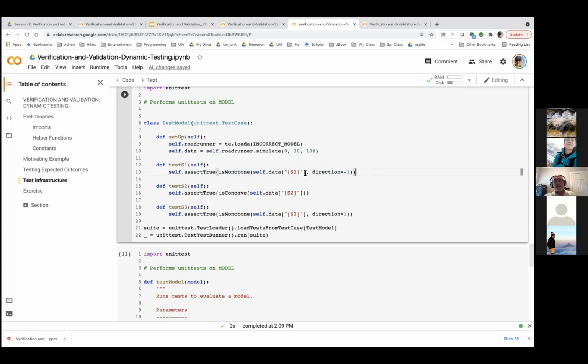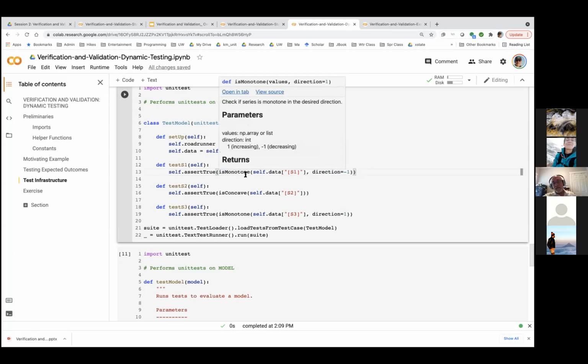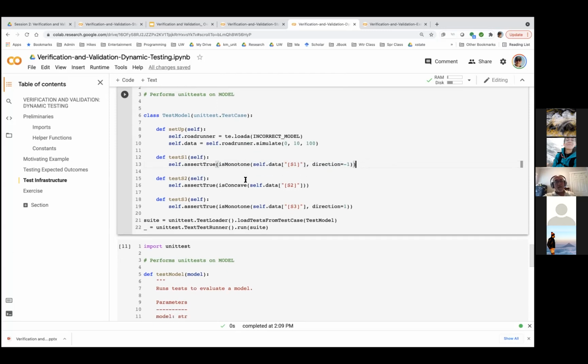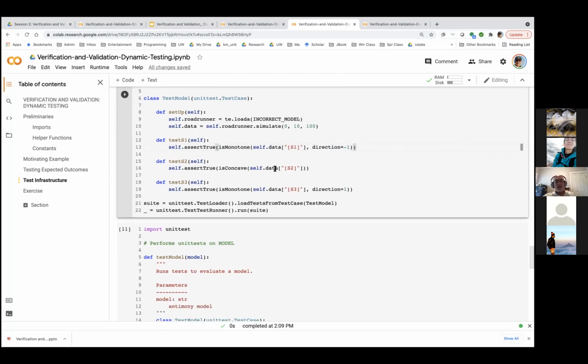This will return, if this returns true, then assert true is true. And this is very much like the assert you saw before, but this is the assert that's used in the form of self.assertTrue. That's the form that's used in unit tests. So we're using that infrastructure. And if this fails, we'll see an error report. Similarly here, we check for concave with S2, and then monotone increasing with a direction there.